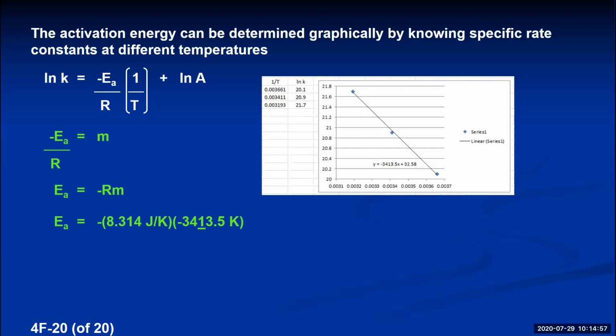Natural log of K has no units. 1 over T is reciprocal Kelvin. So 1 over reciprocal kelvins is kelvins. They cancel out. The answer comes out in joules, and we've determined the activation energy of this reaction, 28,400. So we've now covered all the material you're going to need to know for test 4.